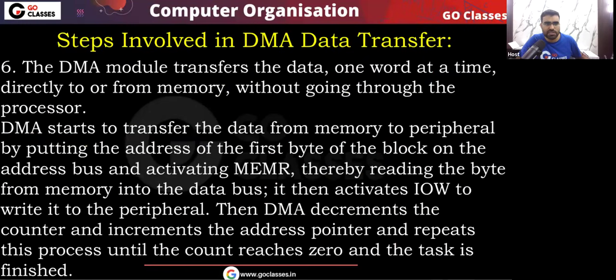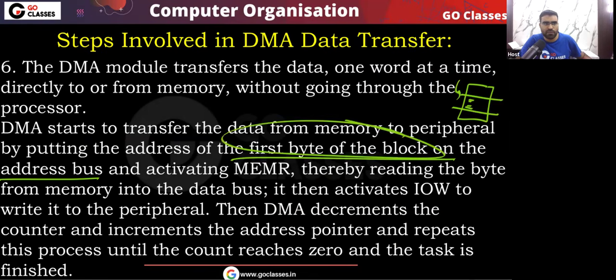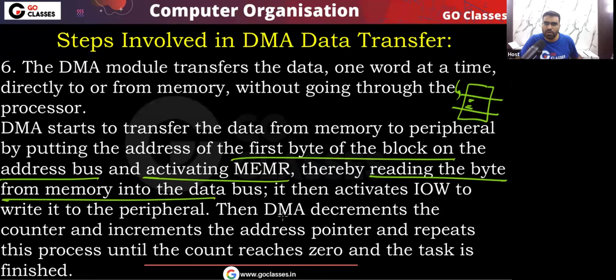You can read this here. The DMA will start the transfer of data from main memory to the IO device. What will it do? By putting the address of the first byte on the address bus, in the main memory. Let's assume this is your main memory, and from here I want to transfer the data. So the address of the first byte will be put on the address bus, and we will activate the memory read signal. Now we will read from the main memory, and the data will go from main memory to the data bus.